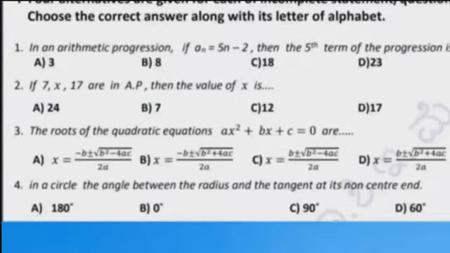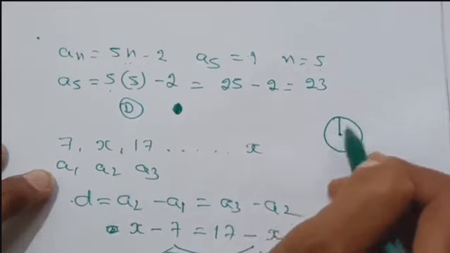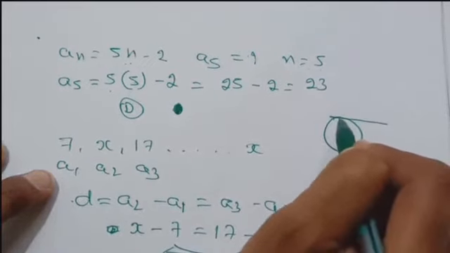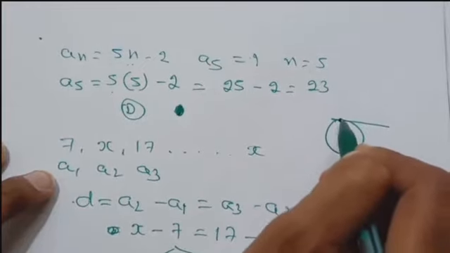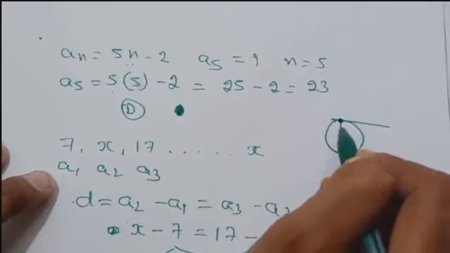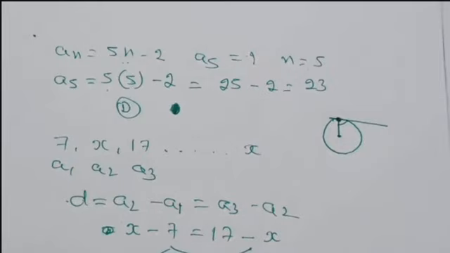Okay. So next question is, in a circle, the angle between the radius and the tangent at its point of contact is. Now let me write the circle first. Here what they are asking is, let me write, this is a radius, now this is a tangent. Now the point of contact, the angle between the radius and the tangent is how much they are asking, right? As you know, people, I think you know the theorem. In the circle chapter you will have two theorems.